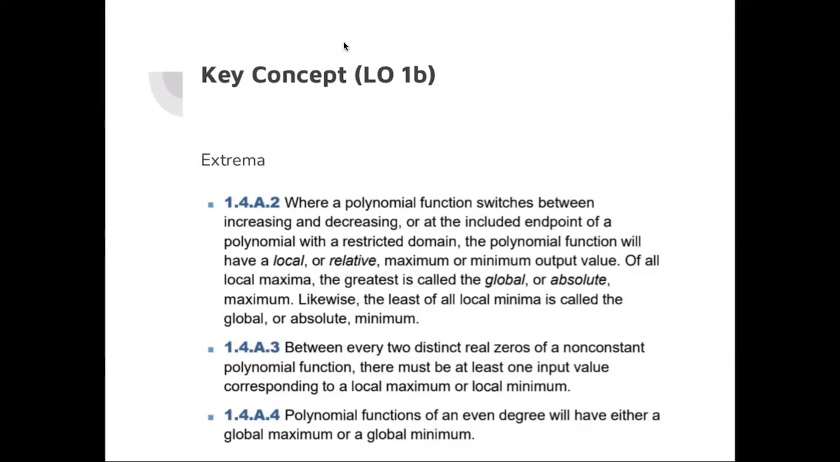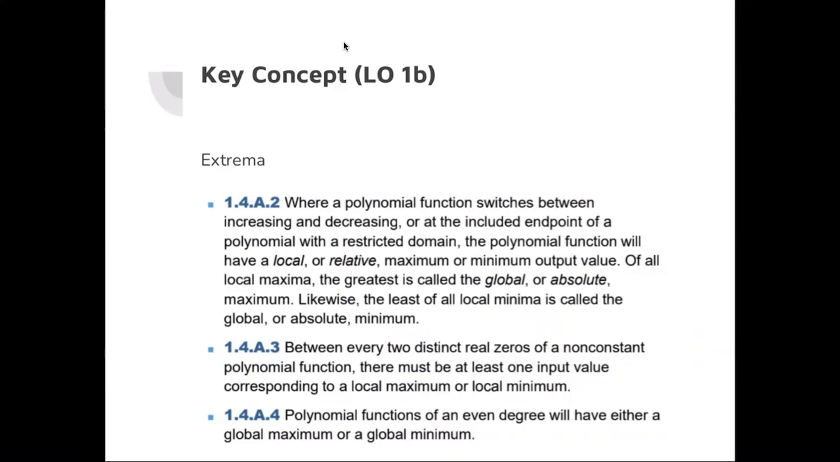I'll read it. Where a polynomial function switches between increasing and decreasing, or at the included endpoint of a polynomial with restricted domain, the polynomial function will have a local or relative maximum or minimum output value. Of all local maxima, the greatest is called the global or absolute maximum. Likewise, the least of all local minima is called the global or absolute minimum.